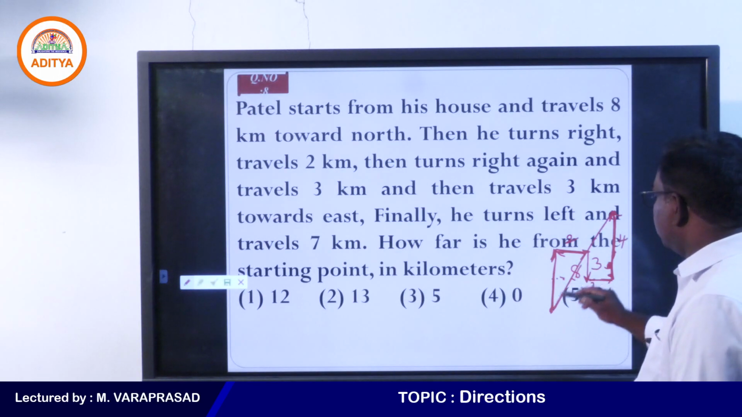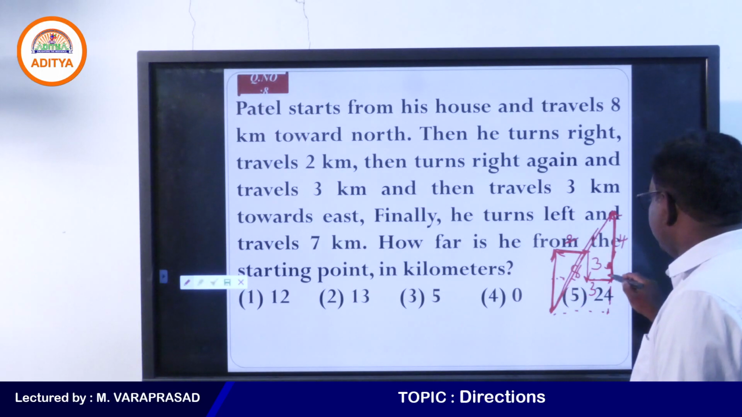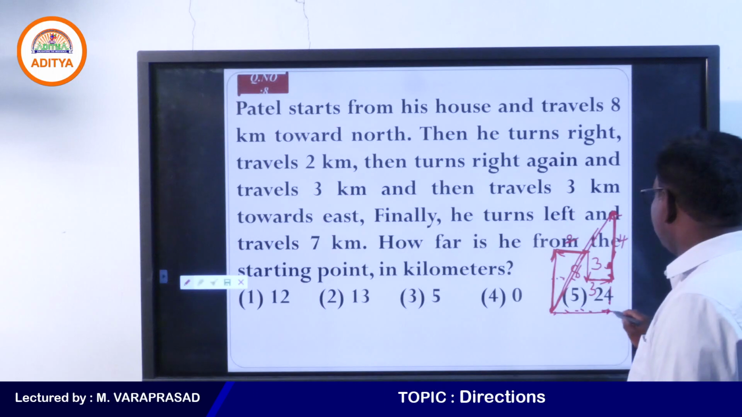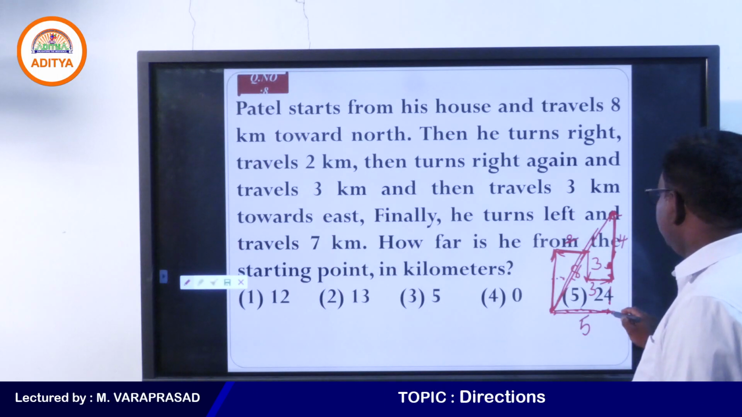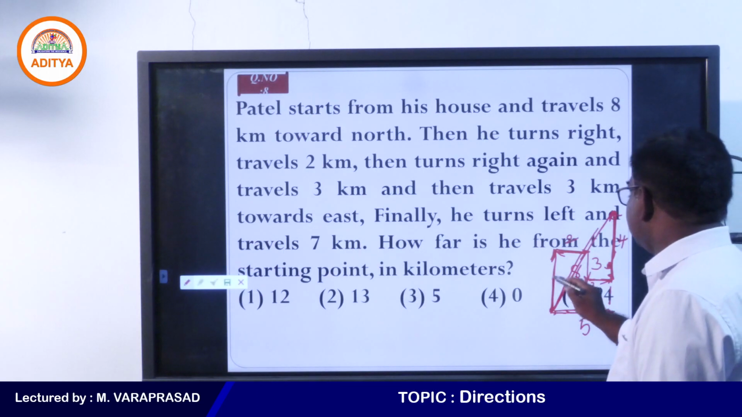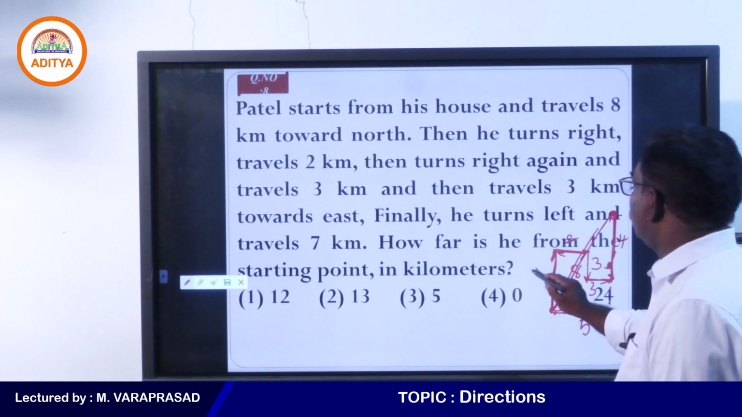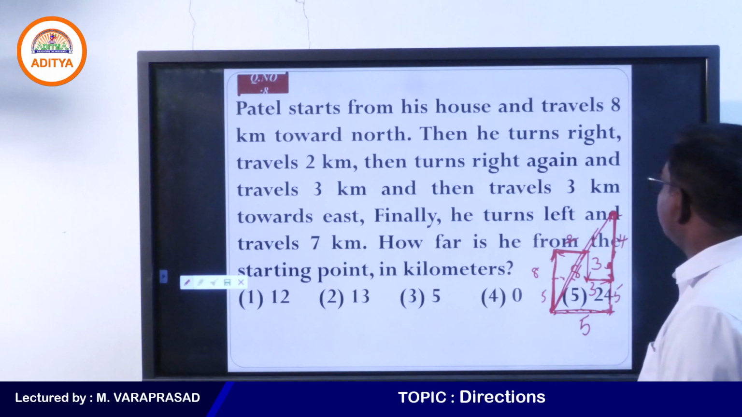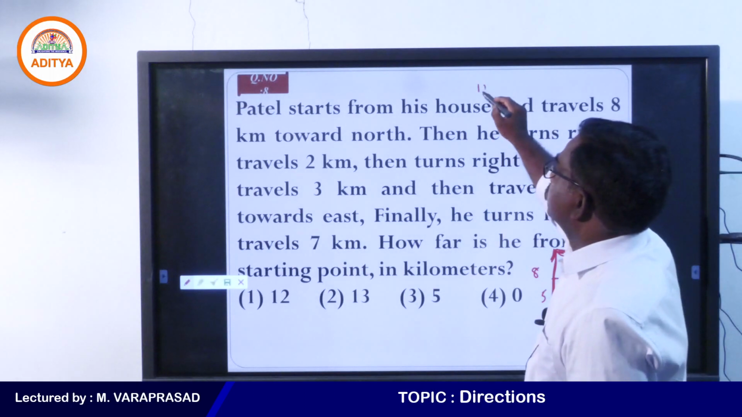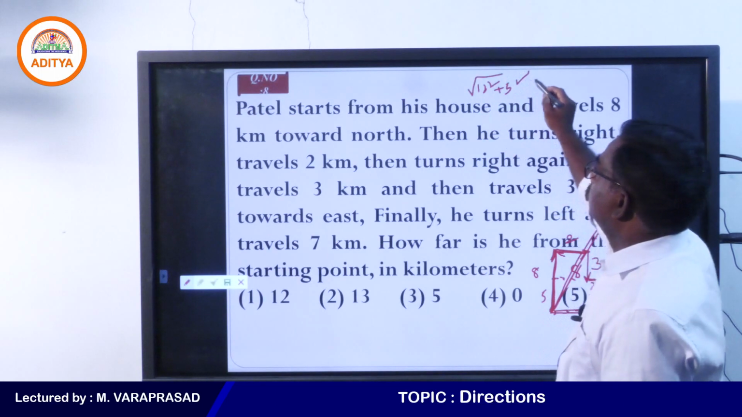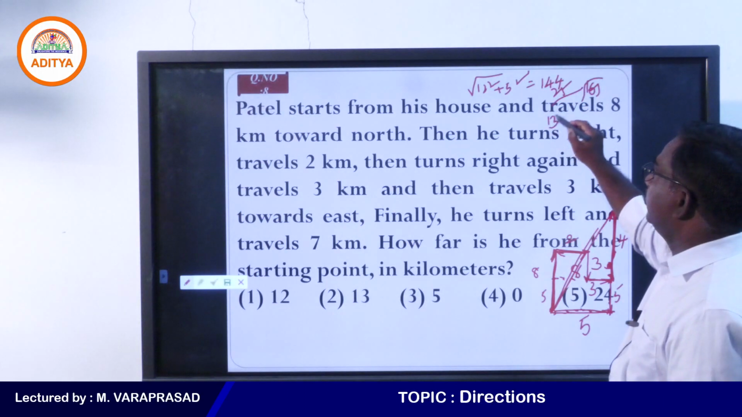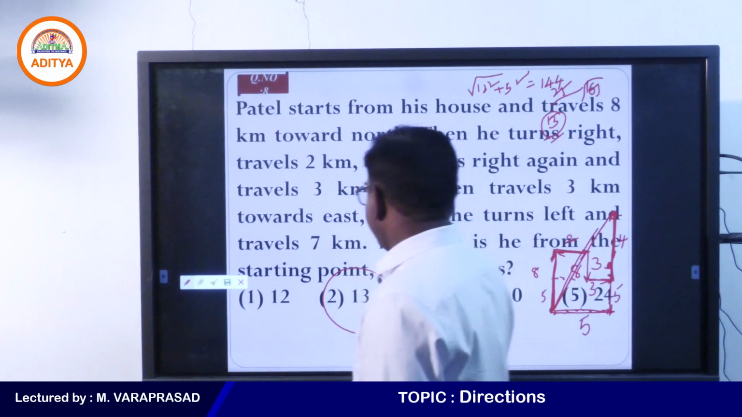If you can't get it, the map is required here. So this is 2 and this is 3, which means the total is 5. And here this is totally 7. The starting point is 8 kilometers, minus 3, this is 5. So this is also 5. So 5 plus 7, 12. 12 square plus 5 square, so 144 plus 25, that is 169, that is 13. Option number 2.